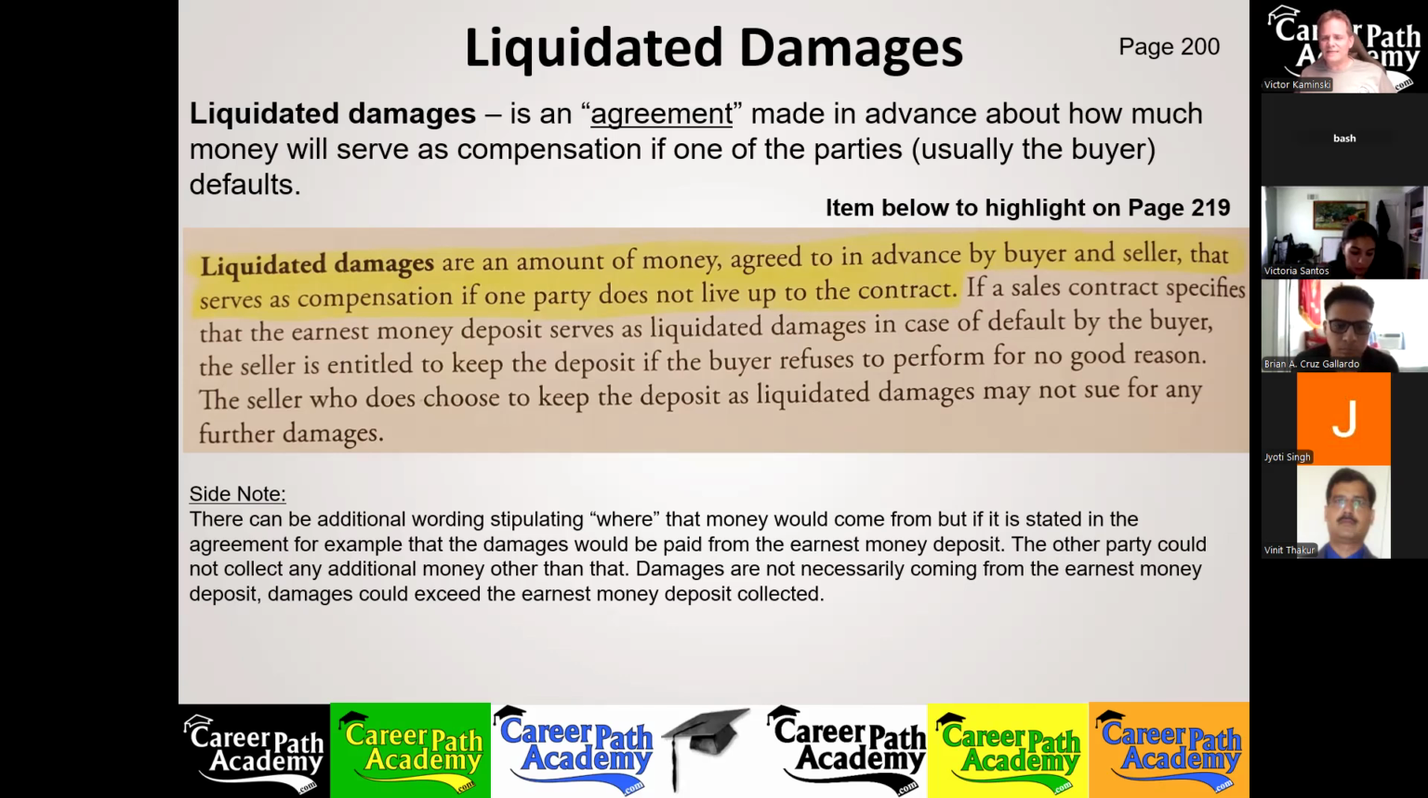A lot of people write these up in an improper way. They say, all right, liquidated damage will be $20,000, but the buyer only put down $5,000, and then they say, well, the good faith deposit will serve as damages. Well, then you can't collect any further money than that. Everybody understand that concept?